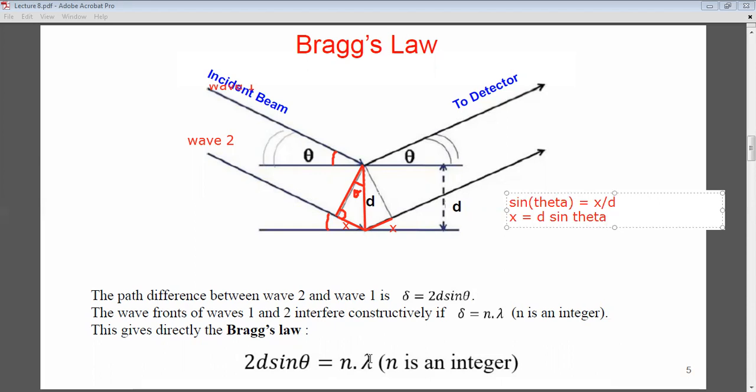Okay, so the outgoing rays experience constructive interference if their path difference, that is delta or 2d sine theta, is a multiple of the beam's wavelength, n times lambda, where n is an integer. The angle theta is the angle between the incident beam and the atomic plane within the crystal. It is also known as Bragg's angle. Twice the Bragg's angle, or 2 theta, let's look here.